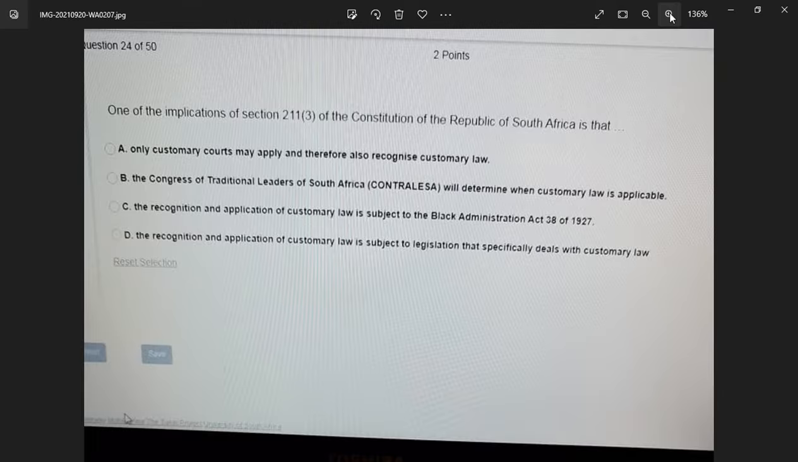One of the implications of section 211 subsection 3 of the Constitution of the Republic of South Africa is that, question 24. The answer is option D: the recognition and application of customary law is subject to legislation that specifically deals with customary law. So I found this on page 26 of the study guide.